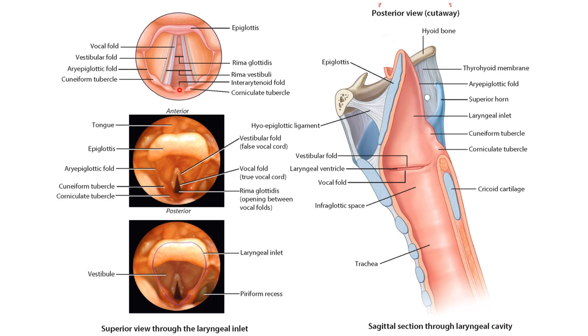interarytenoid fold. And this picture on the right shows you the sagittal section of the larynx, and it also shows you that the internal surface of the larynx is covered by this pink membrane here. This is your respiratory membrane.